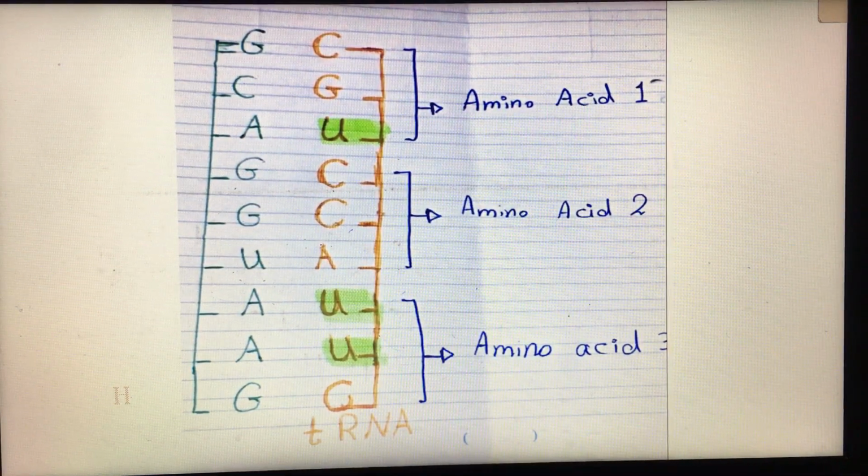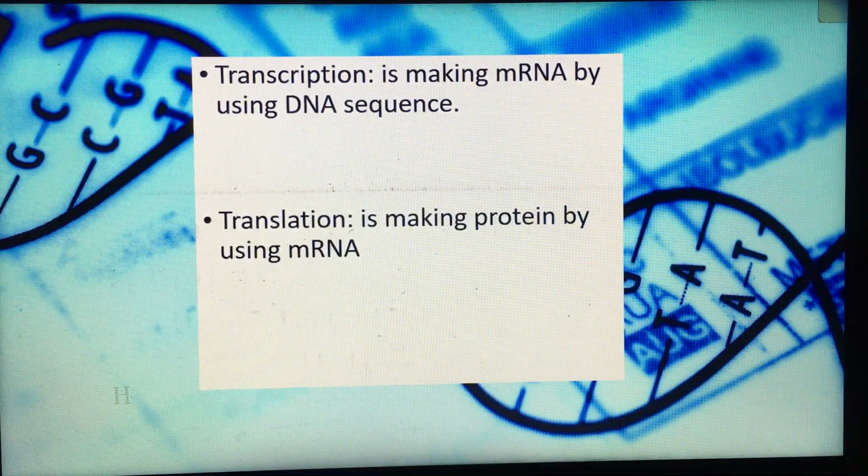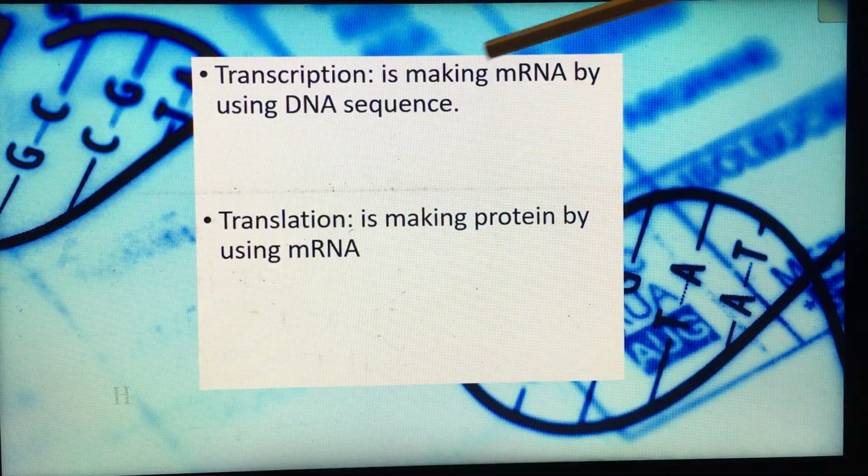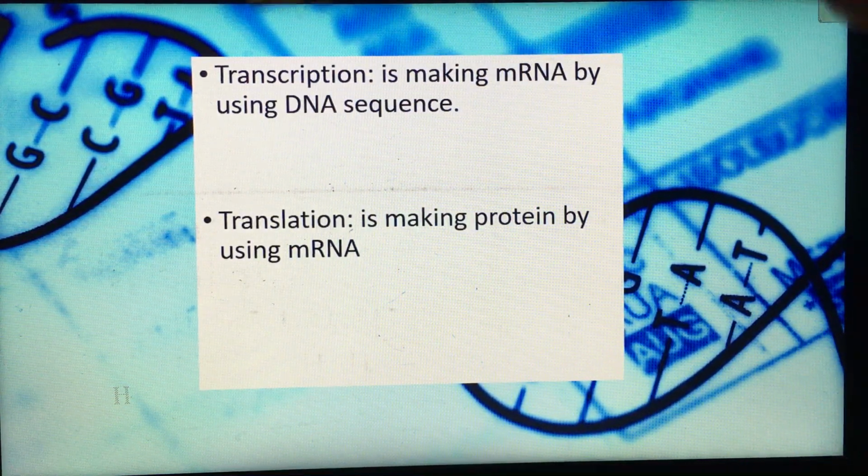Now let's define transcription. Transcription is the first step in gene expression. It involves copying a gene's DNA sequence to make an RNA molecule. The type of RNA here is mRNA, which is messenger RNA. So making mRNA by using a DNA sequence is called transcription, as we explained before.